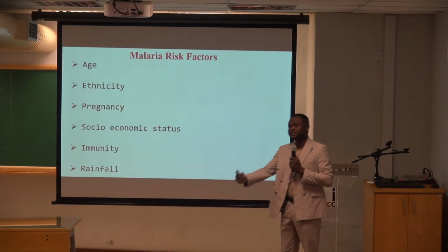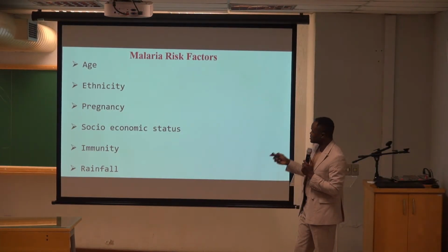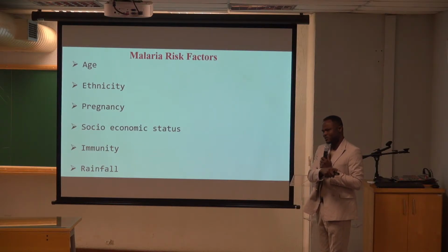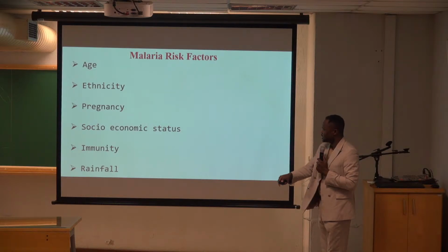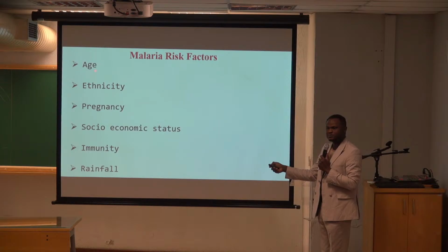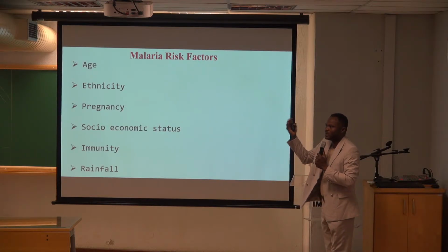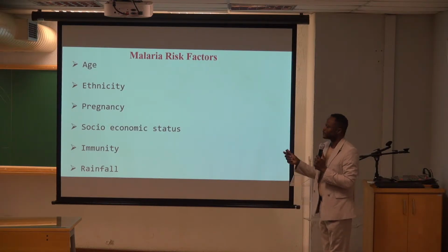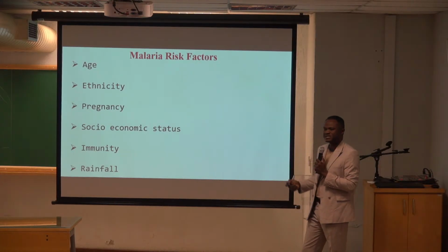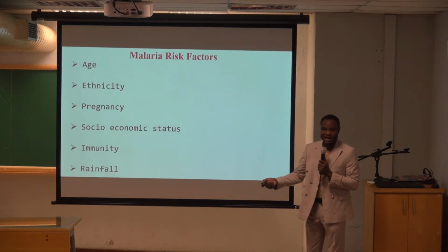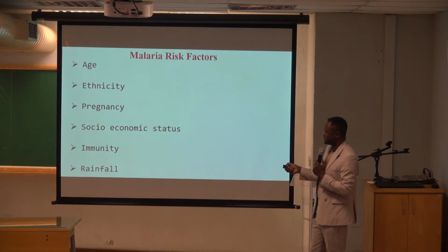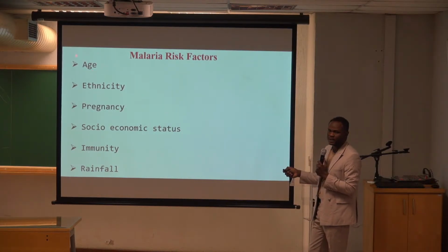There are also some factors that can predispose somebody to malaria, and some of them include age and ethnicity. I think in the last workshop I heard Professor Awe talking about age. Age could be a predisposing factor. As we grow older, the immunity goes down. So when someone who is around 70 is exposed to bites from infected mosquitoes, the person can easily come down with malaria.